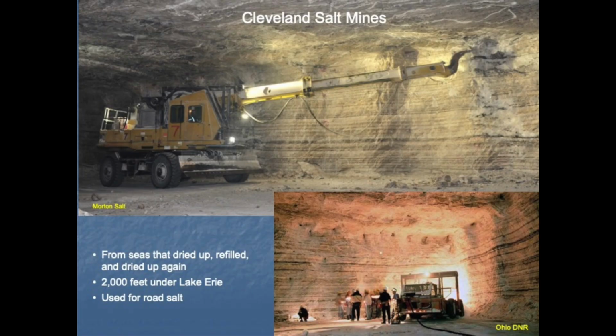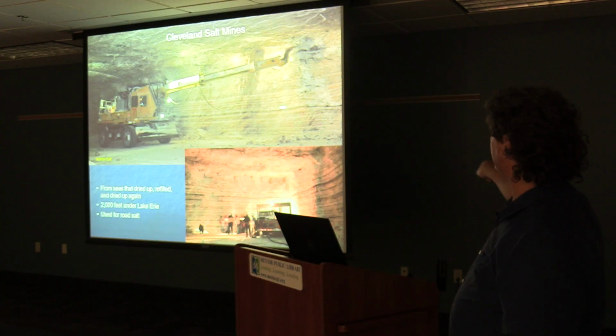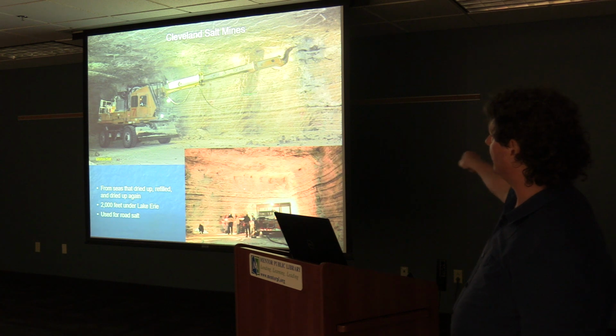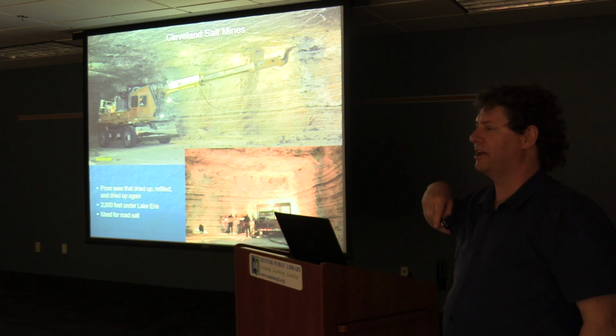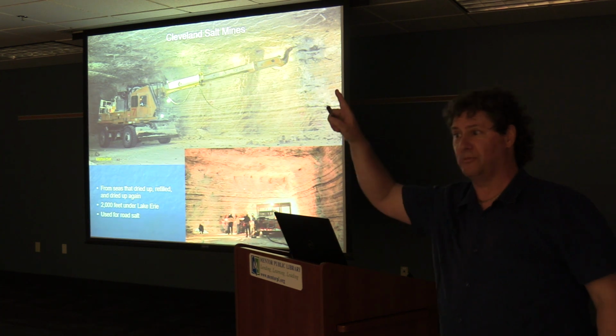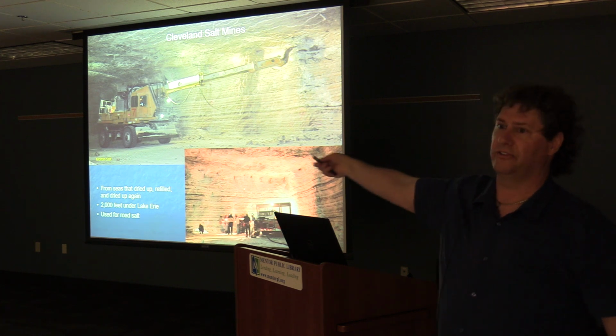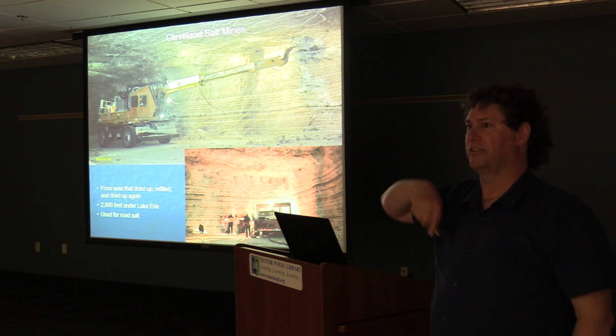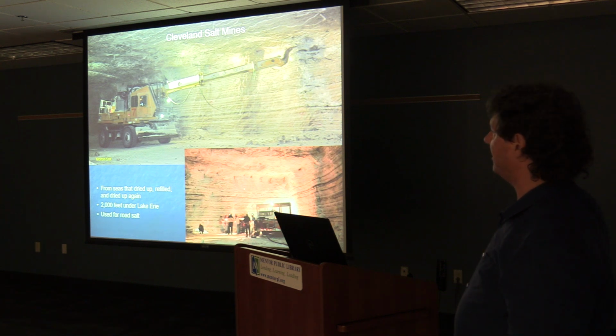The mines under Cleveland and Ashtabula are mining those giant lakes that would periodically flood from the sea, then dry up, flood from the sea and dry up. Every one of those lines on the wall is one of those events. Sort of like the Mediterranean getting blocked, drying up, which it did once, by the way, and then refloods, and then dries up, and then refloods, and dries up. And that's where the salt we mine today comes from.